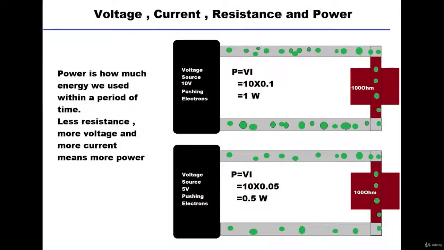Now this will lead us to another concept, which is power. Power is the amount of energy consumed per time unit. The higher your voltage and current are, the higher the power consumption is going to be in your circuit. And power, as a formula, or one of the formulas, is the voltage times the current.